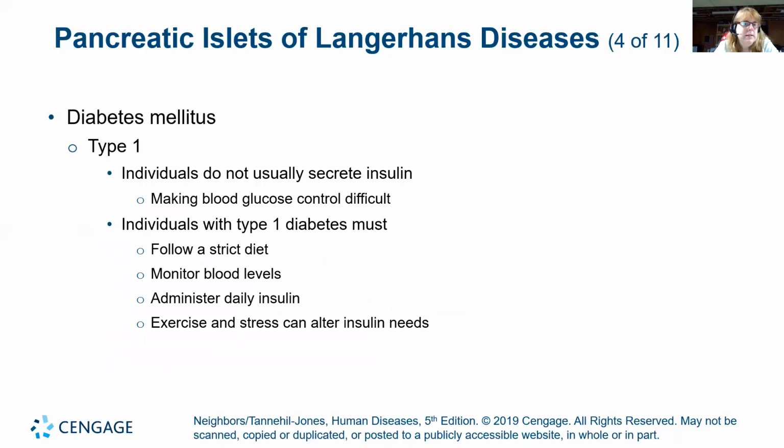These individuals do not secrete insulin, and their blood glucose control is very difficult. They usually learn at a very young age to follow a strict diet. They monitor their blood sugar levels. They administer daily insulin, and they are very well aware that exercise and stress can alter the insulin needs.